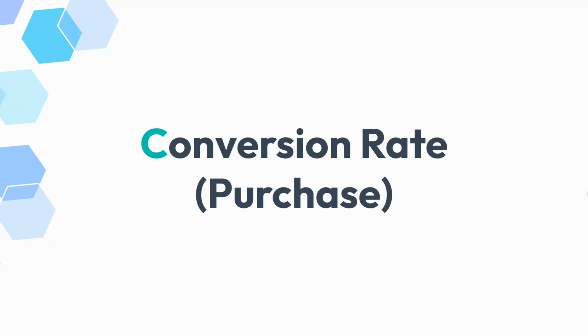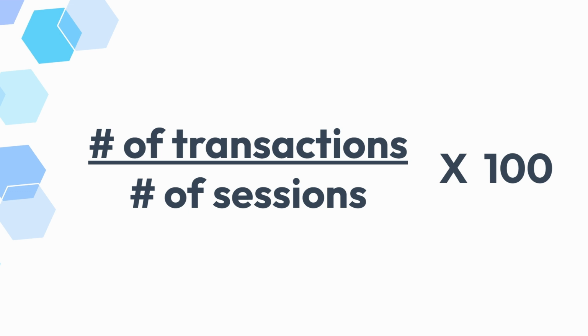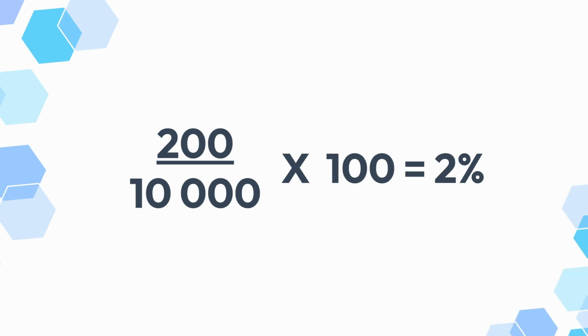Now, let's first talk about what is conversion rate in e-commerce. Simply put, it's the ratio between all the people that come to your website and people that bought. So for example, if you had 10,000 visitors, so users coming to your website, and 200 bought from you, you just divide that 200 by 10,000 and multiply the result by 100, and there you go. You get a 2% conversion rate.